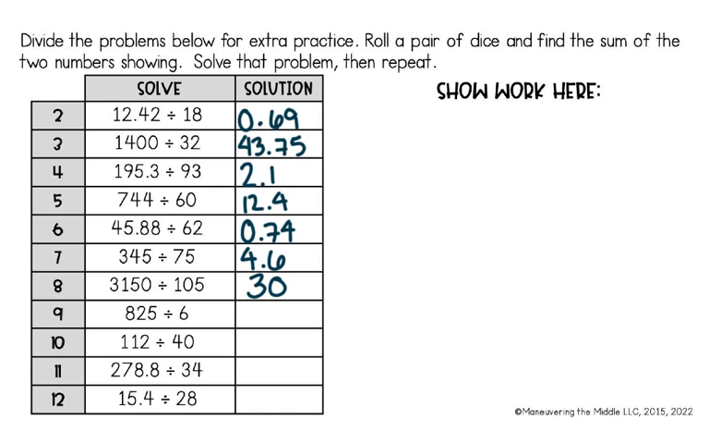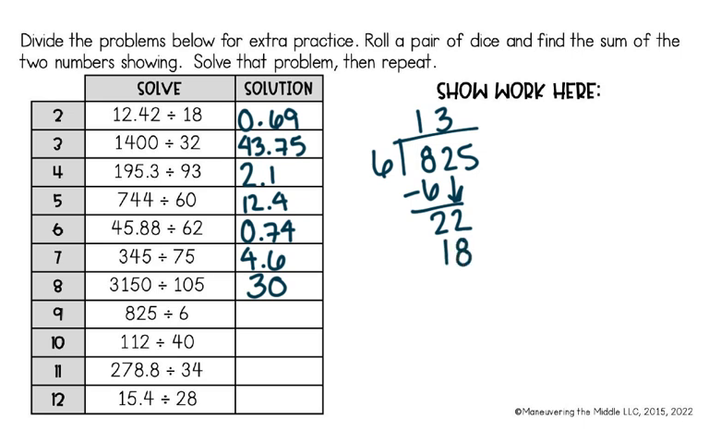All right. 825 divided by 6. 6 can go into 8 once. 1 times 6 is 6. Subtract, we get 2. Bring down the 2. 6 can go into 22 3 times. 3 times 6 is 18. Subtract, we can't do 2 minus 8, so I'm going to borrow from the 2. That becomes a 1. This becomes a 12. 12 minus 8 is 4. 1 minus 1 is 0. Bring down the 5.